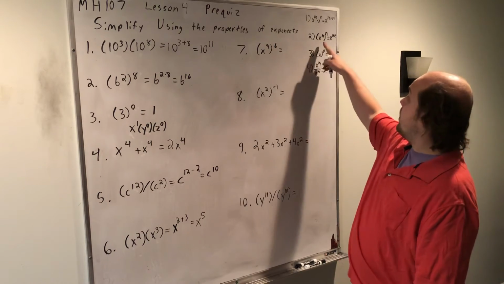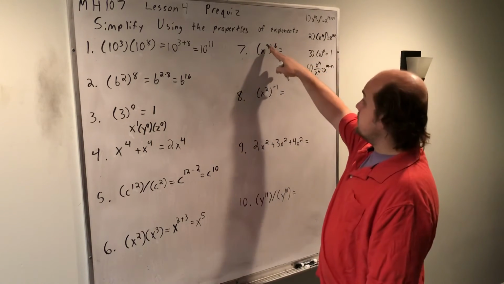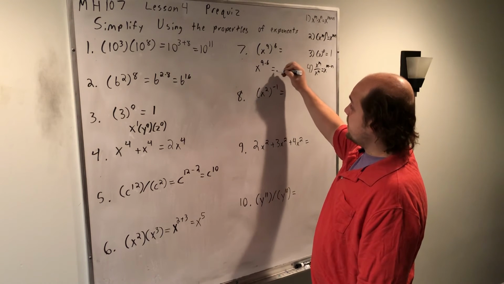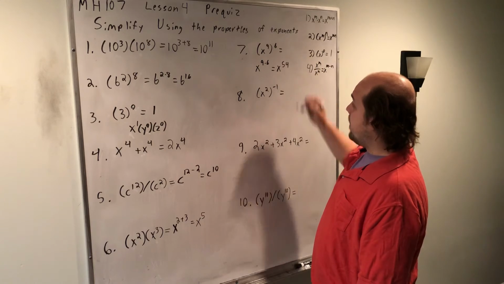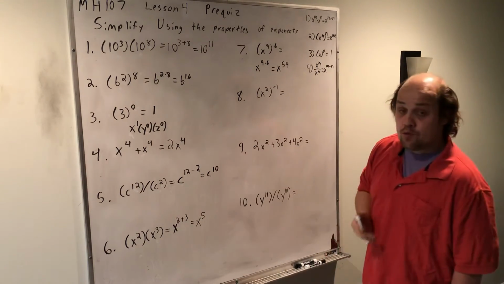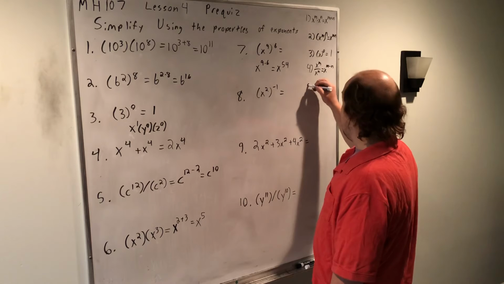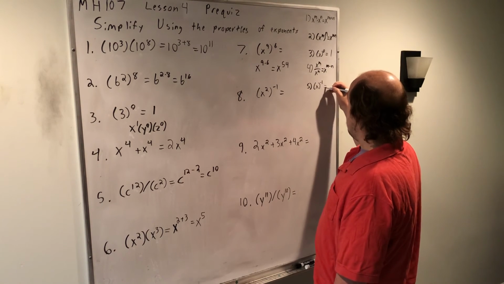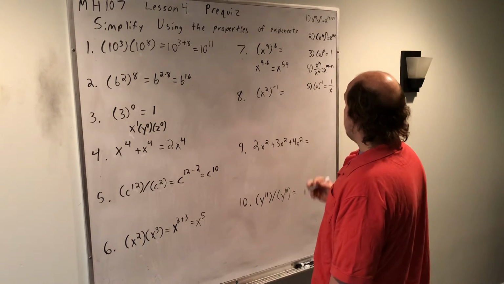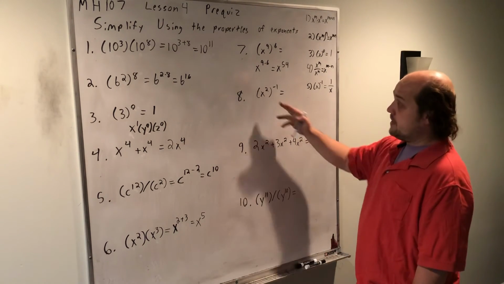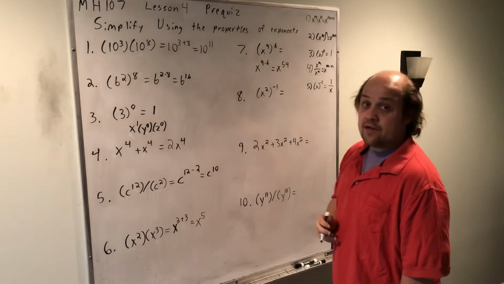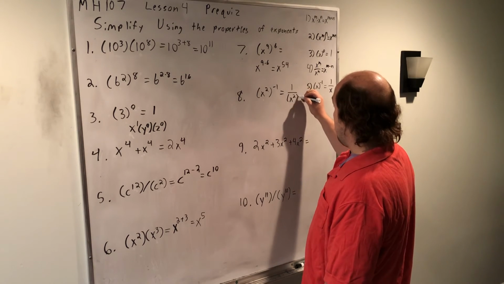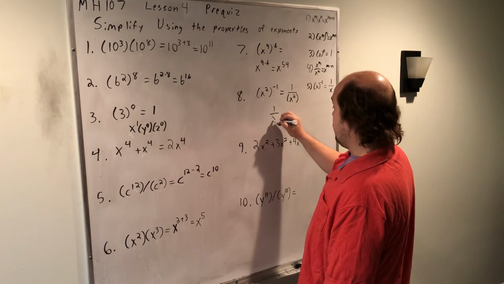Problem 7 uses my rule power to a power. X to the 9th, all being taken to the 6th power, becomes x to the 9 times 6, or x to the 54th power. Problem 8 requires me to use a new rule. So that rule is that if I have anything to the negative first power, it just becomes 1 over whatever that thing in parentheses was. So in this case, we have x squared being taken to the negative first power. That means it just becomes 1 over x squared. Or I could just really write it as 1 divided by x squared.